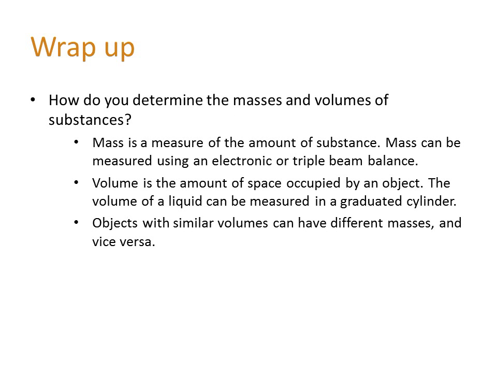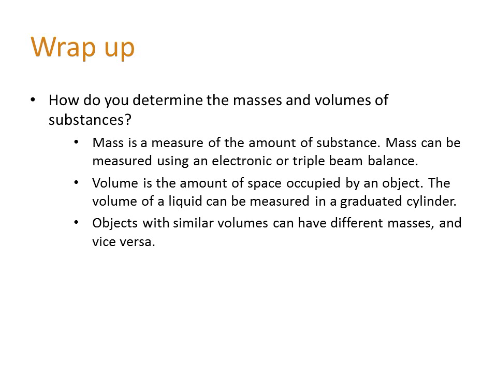So wrapping up, how do you determine the masses and volumes of substances? Mass and volume are two properties of matter that help us keep track of amounts of matter. Mass is a measure of the amount of substance or stuff. The mass of a solid or liquid can be measured using an electronic or triple beam balance. Volume is the amount of space occupied by an object.